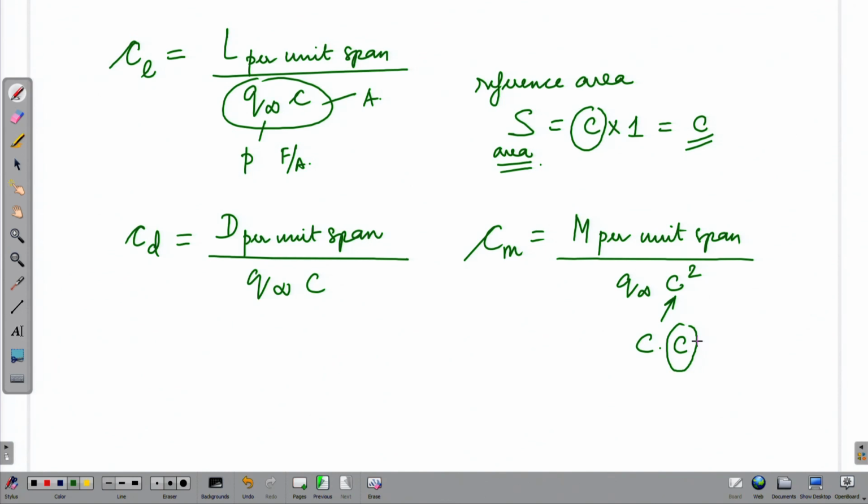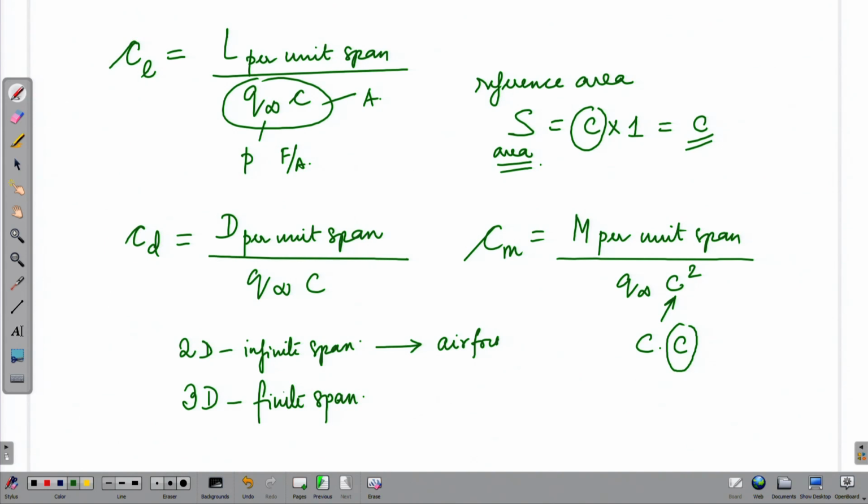To recall again, 2D bodies have infinite span, and they do not have any variation in cross sectional geometry along the span, while 3D bodies have finite span. You will later see that we will discuss in more detail the aerodynamic characteristics of airfoils, which fall in the 2D category, and finite wings, which fall in the 3D category.